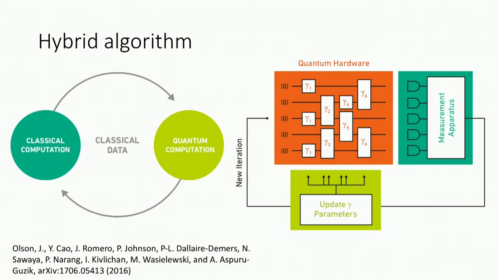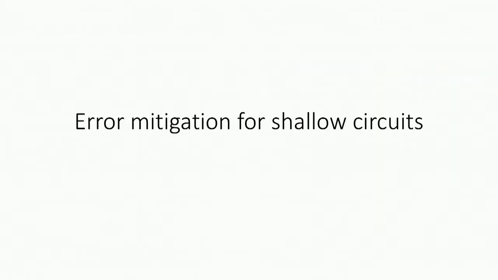So it seems that for the hybrid algorithm, of course, we can use quantum error correction to correct errors. But remember that we have a huge overhead to implement the logical qubit. So instead, how about we don't implement quantum error correction? Then can we still get some accurate results?